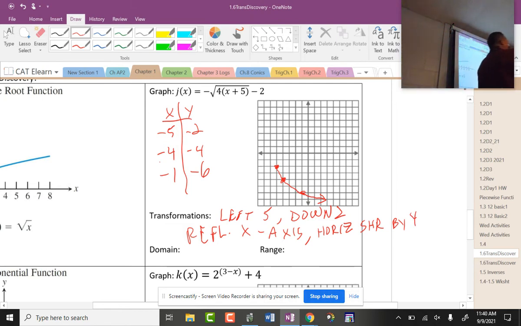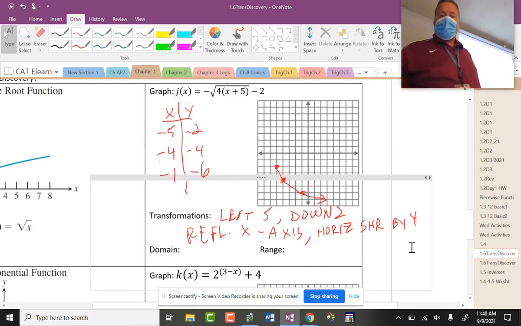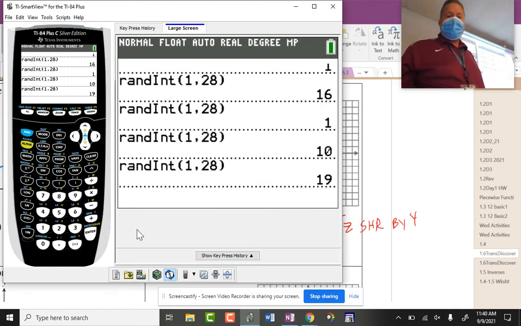Well, some people would say by 1/4. That's where it gets a little crazy. This book, or this concept here, is really very specific that they say by 4 instead of 1/4. So a little tough there.